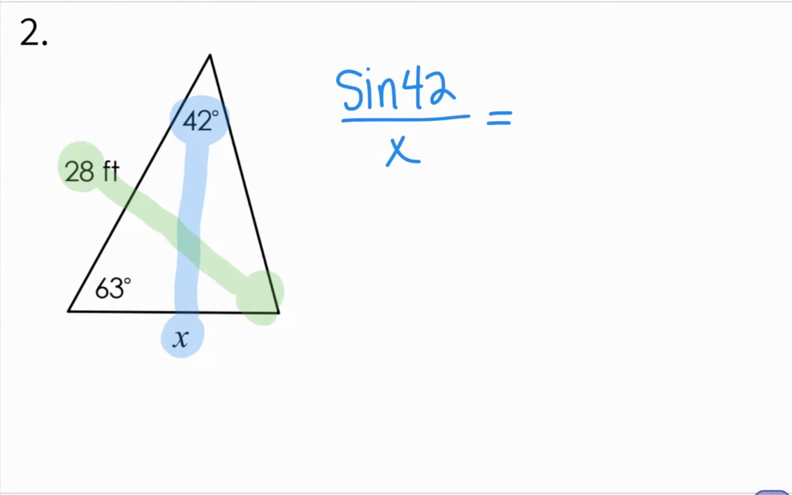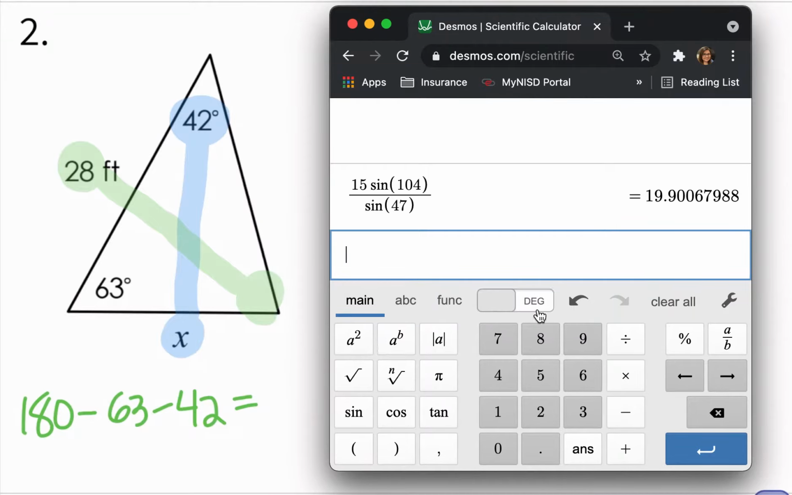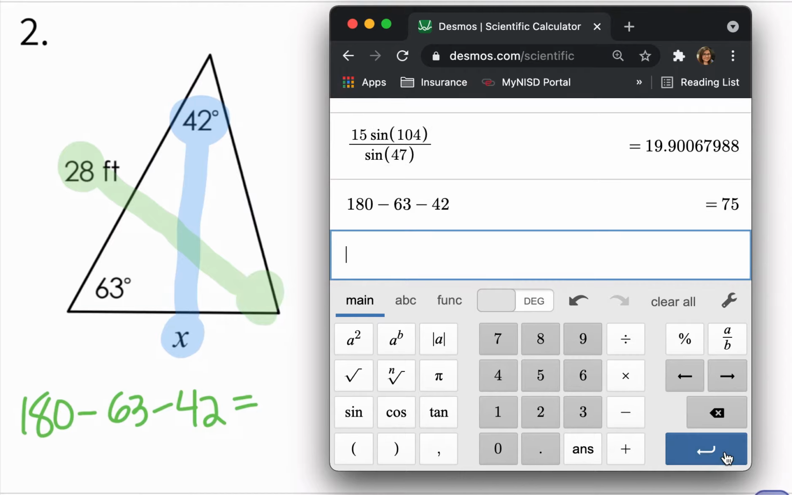So remember that triangles are 180 degrees, so we're going to have to do that first. Let's subtract the two angles that we already have, and whatever's left over will be for that angle. So let me get my calculator again. 180 minus 63 minus 42. So that leaves 75. So that means that this angle here has to be 75. It has to equal that 180.